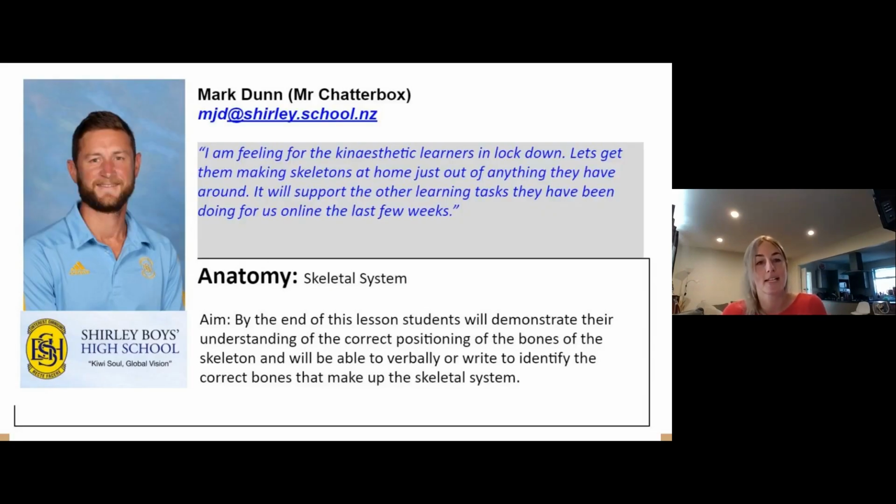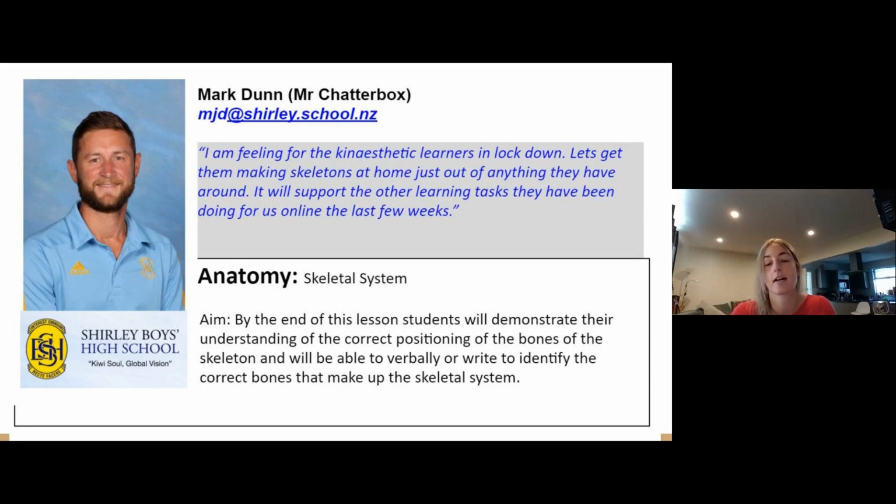This is Mr. Dunn. Mr. Chatterbox absolutely loves a story. He is my assistant HOD. He loves a story, but he probably loves running more. Over lockdown, he ran 500 Ks in 53 days. As you can see, he is really keen on kinesthetic learning and moving while we're learning as well. He definitely still sees a place for going into the classroom and doing some theory, but we're finding ways to do that in a more practical way.